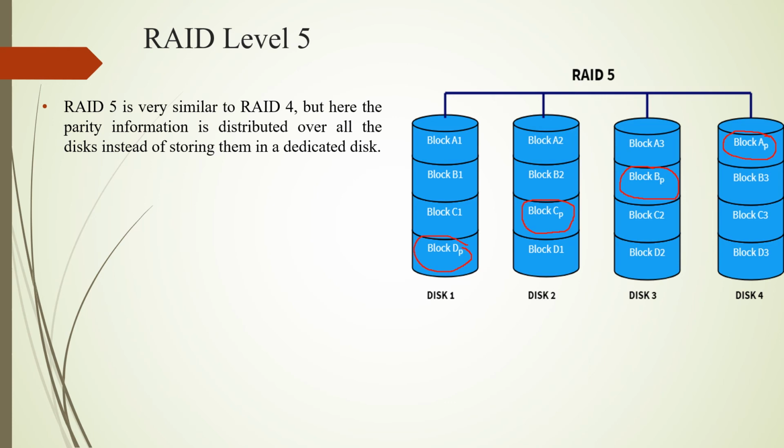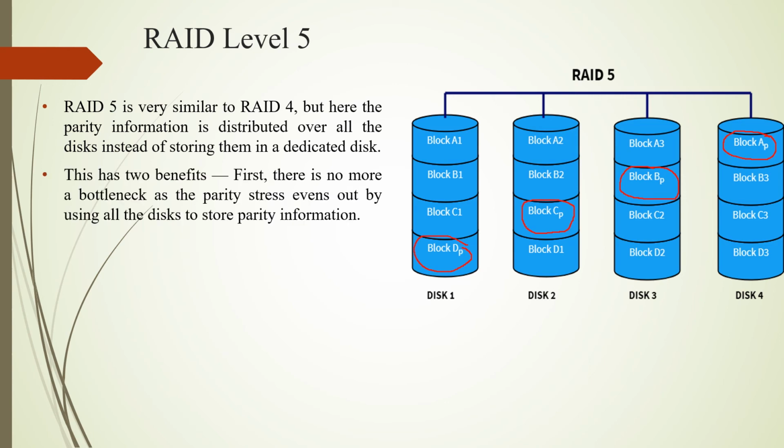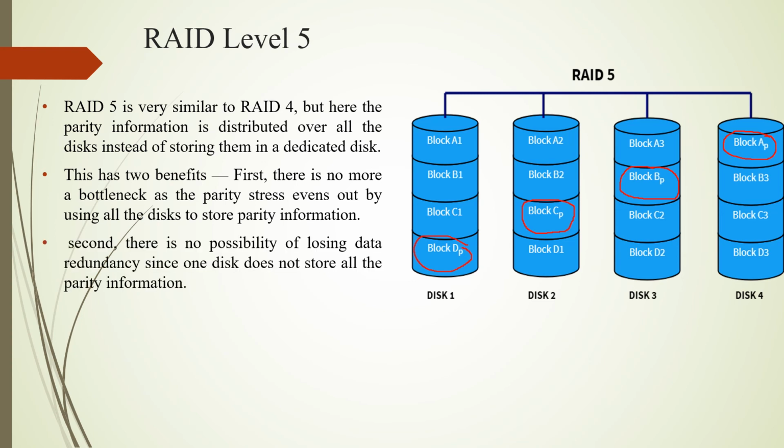So it is very clear here. The parity information is distributed over all the disks instead of being stored in a dedicated disk. It has two major benefits. First, there is no more bottleneck, as the parity stress is evened out by using all the disks to store the parity information. Second, there is no possibility of losing the data redundancy since one disk does not store all the parity information.